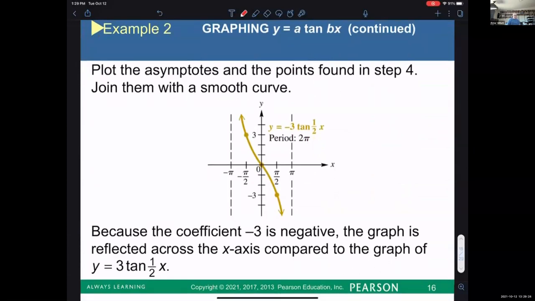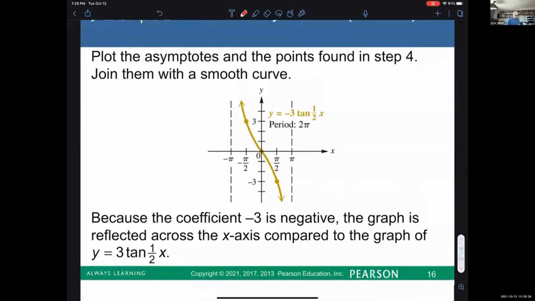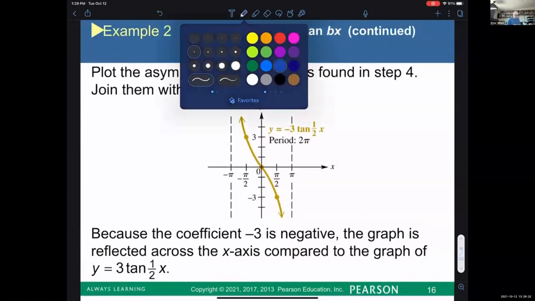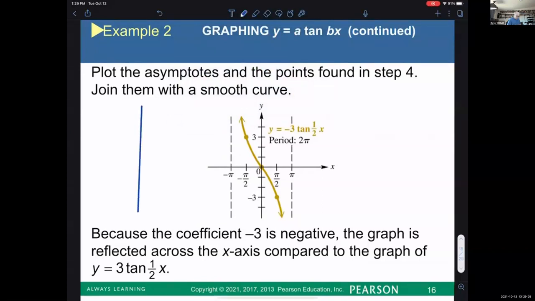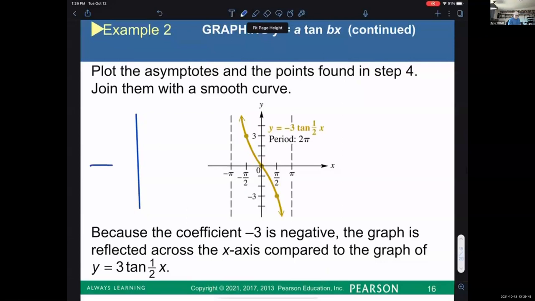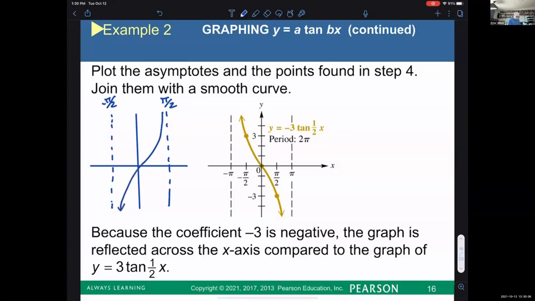So here they have the graph plotted as the result. Let's compare how we could see this being a result of the modifications that I just pointed out. Normally our graph, as we were just looking at before, would have a vertical asymptote when x was at pi over 2, and another one over here at negative pi over 2, and it would look like this. And a key point at pi over 4 would be at 1, and at negative pi over 4, it will be down at negative 1.